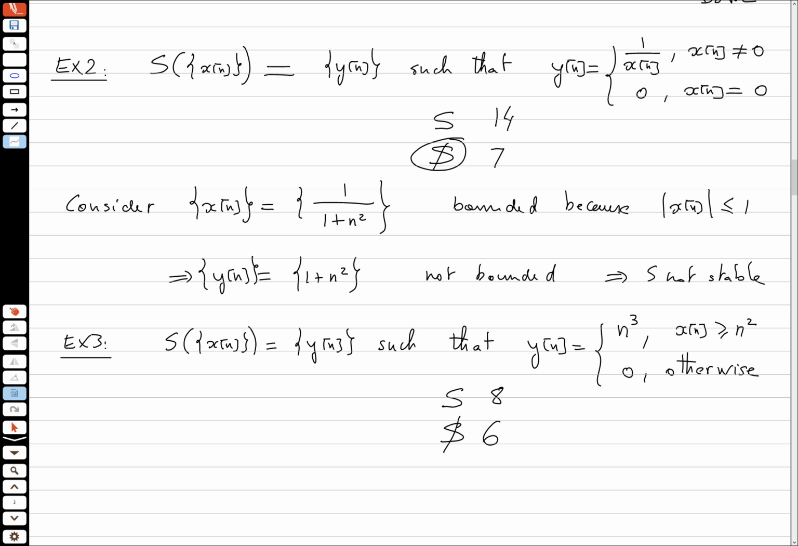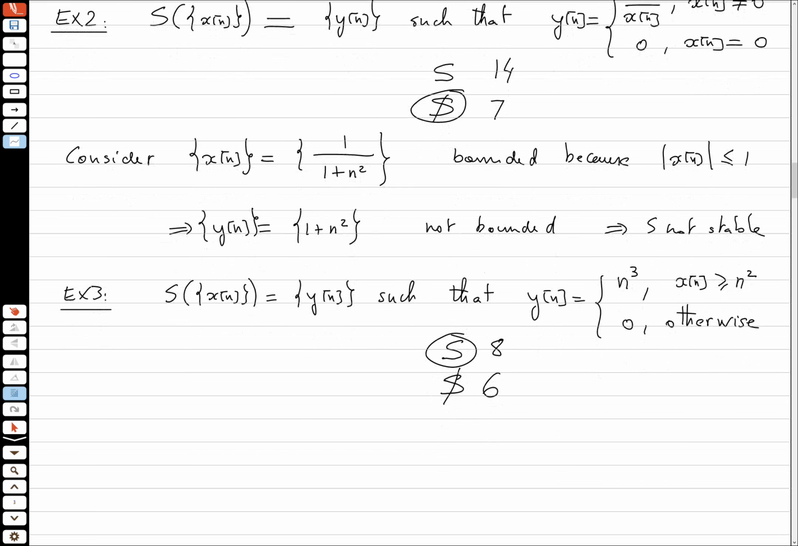No. It's not going to be 80. Anybody? All right. It is stable, but the explanation is more complicated. Because n cubed can go as high as you want. In example one, x of n couldn't go as high as you want.